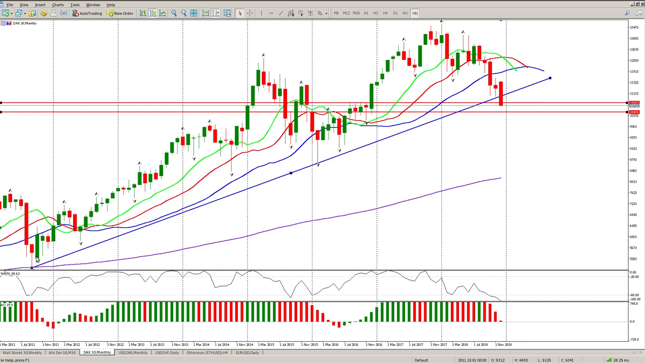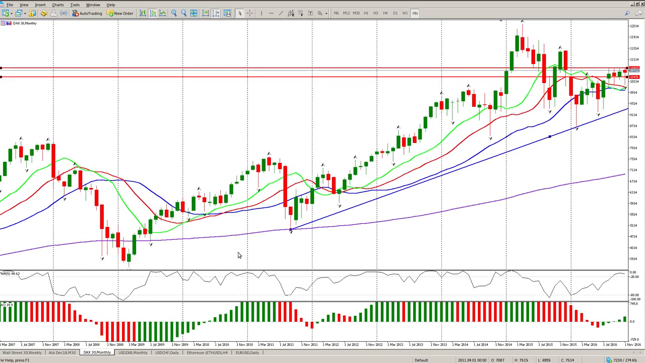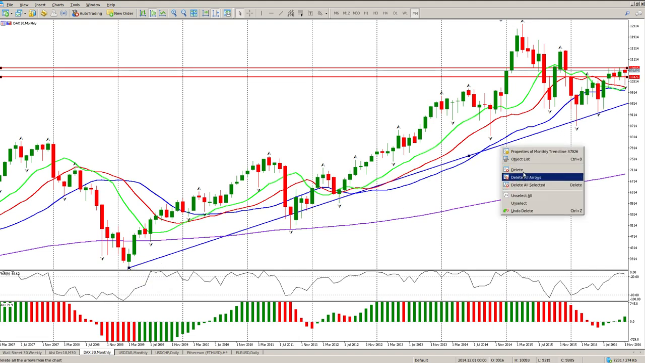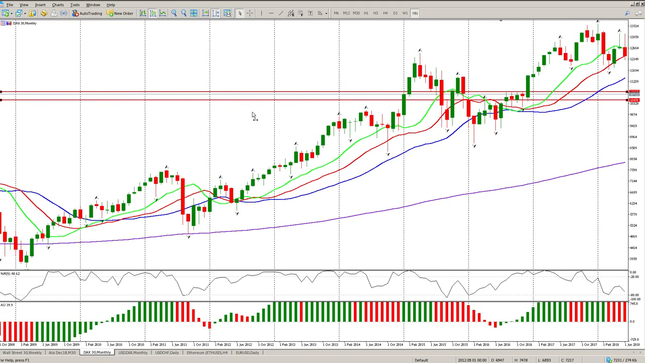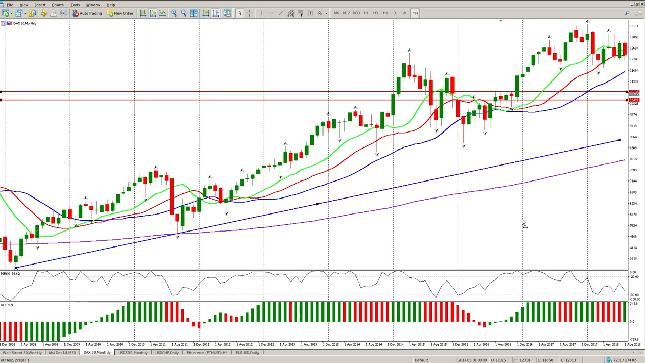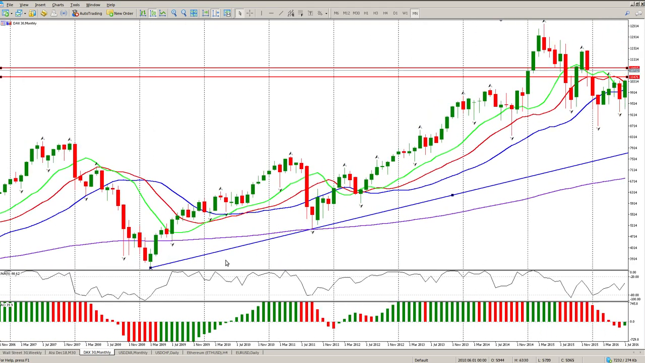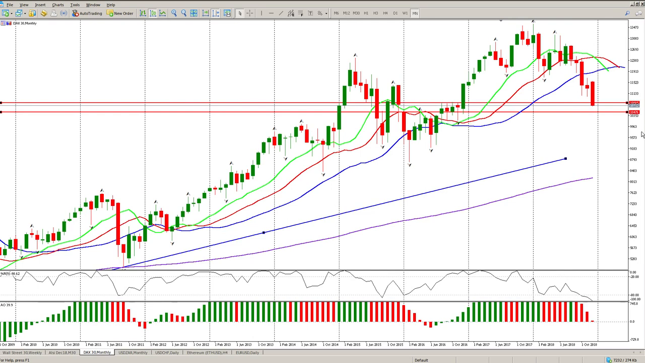is this trend line has broken. Okay, so now what we can do is I can just draw this trend line in here. Okay, so that's the next trend line, and we are quite far away from it.